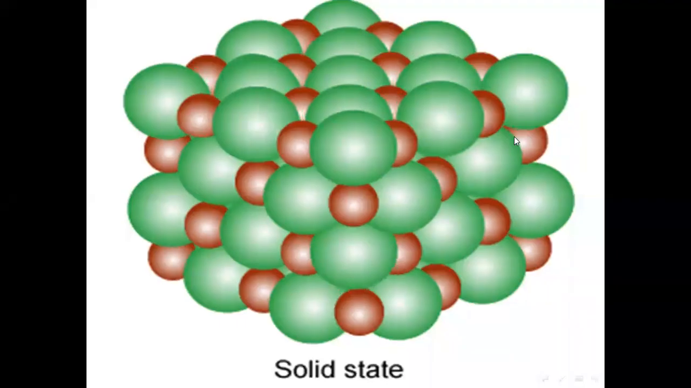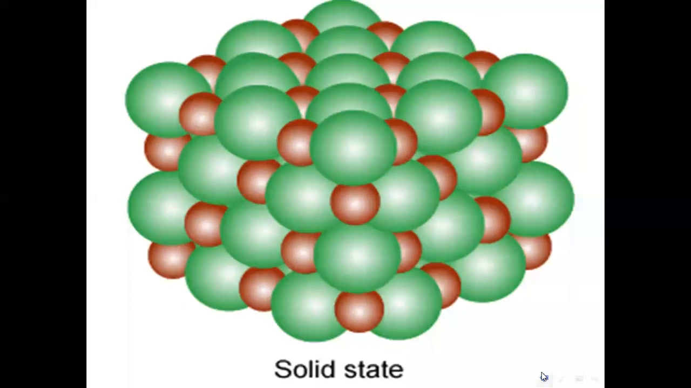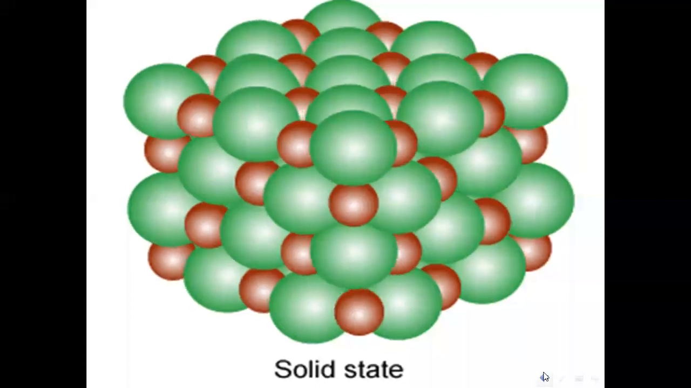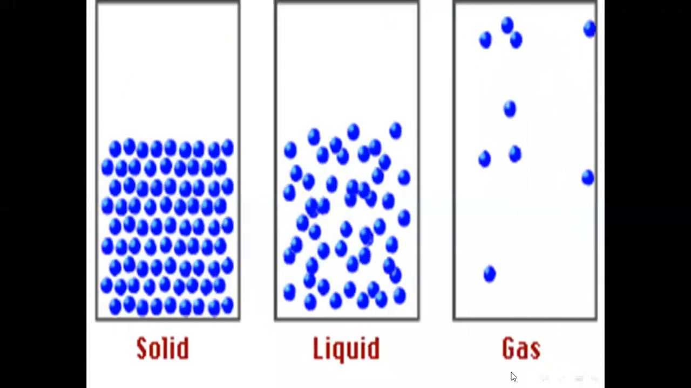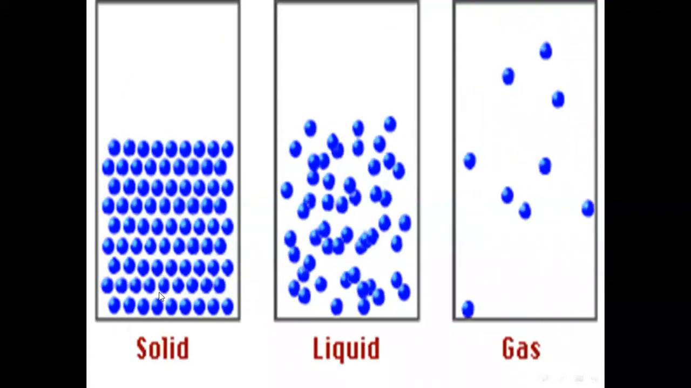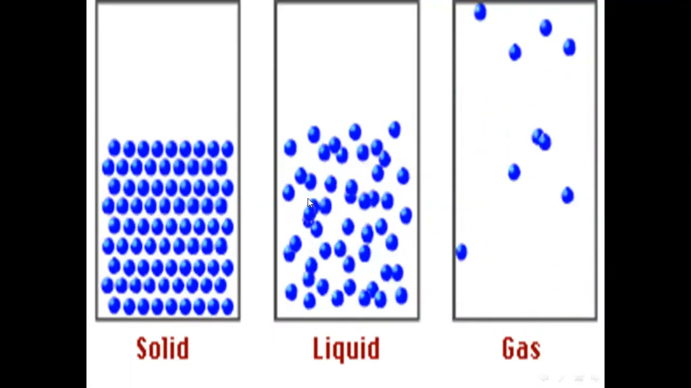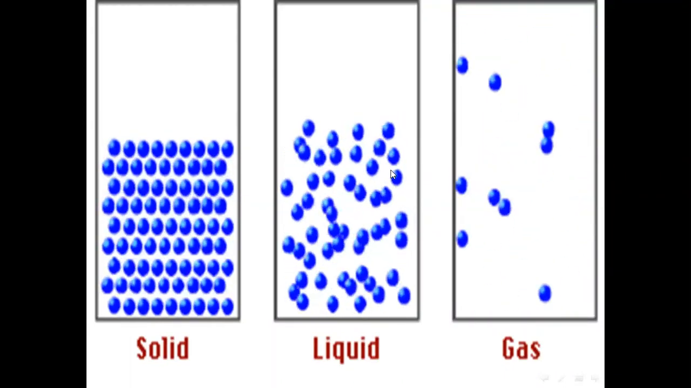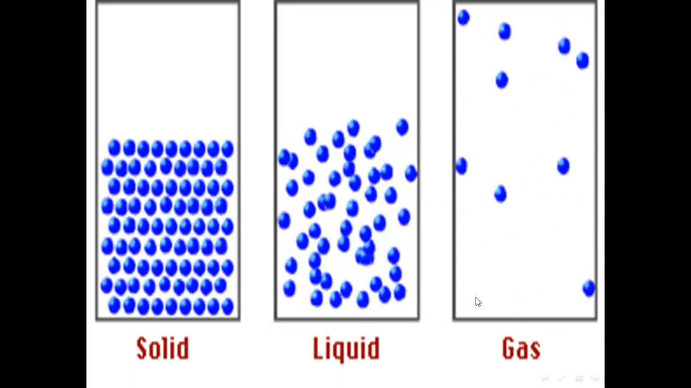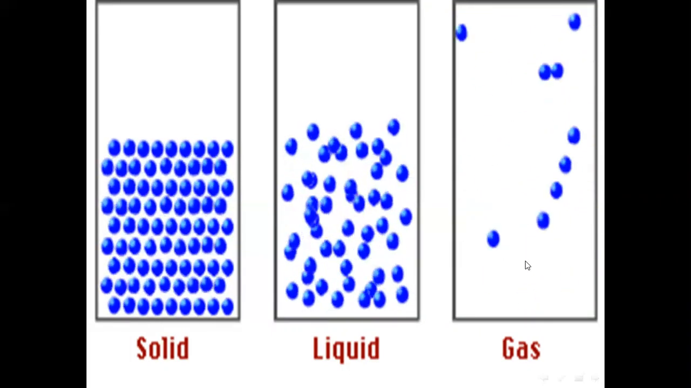Again, here you see in the solid state, particles do not move. In the liquid state, particles move faster. And in the gas state, particles move freely.